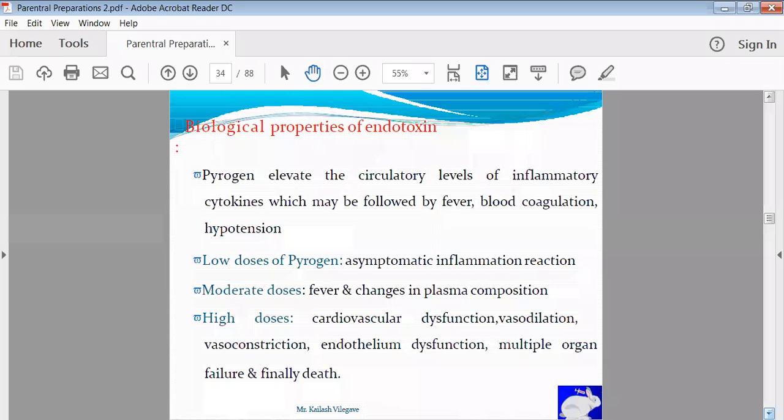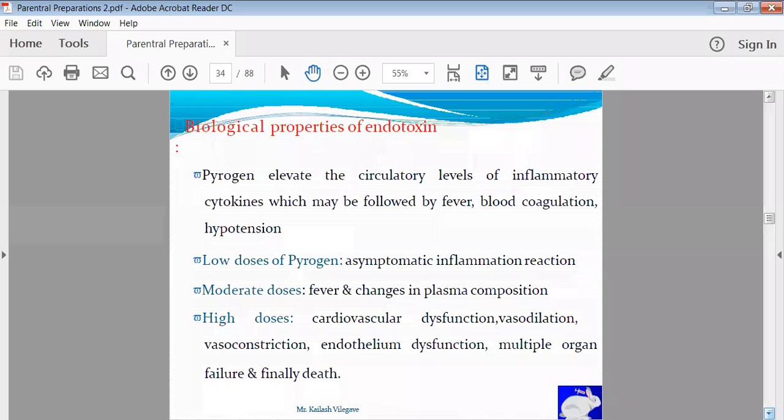At low doses of pyrogen, asymptomatic inflammation may occur, and it is not that harmful. But when the dose or the concentration of pyrogen in the body increases, fever will be there and changes in the plasma composition will occur. If pyrogen production increases further, then along with fever and inflammation, cardiovascular problems may occur, dysfunction of the heart may take place, vasodilation and vasoconstriction can occur, and endothelial dysfunction is possible, as well as multiple organ failure, and finally the death of that person may be possible. So these are the various consequences that may occur as the concentration of pyrogen increases in our body.